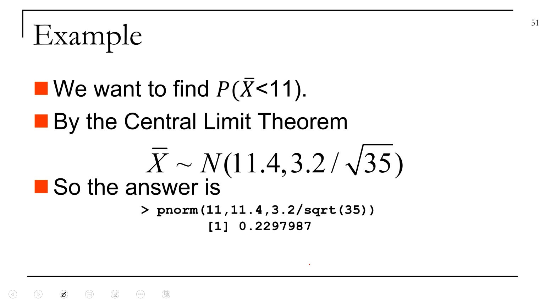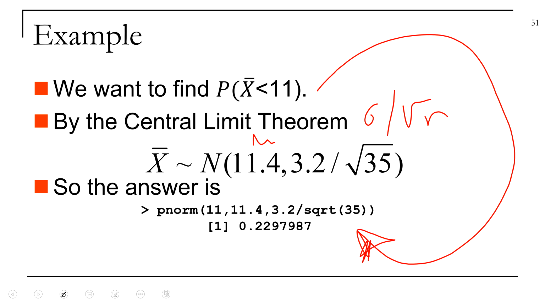So we want to find the probability X bar is less than 11 by the central limit theorem. X bar is normally distributed around the true population mean mu and standard deviation sigma over root n. That's what we have here. So the answer is simply, we're going to find the probability X bar is less than 11 using the pnorm command in R. And you very quickly and easily get the answer.